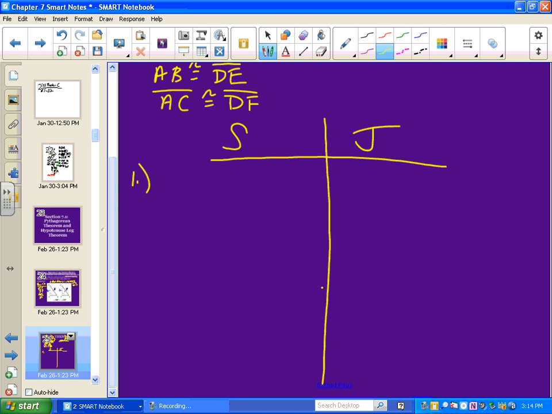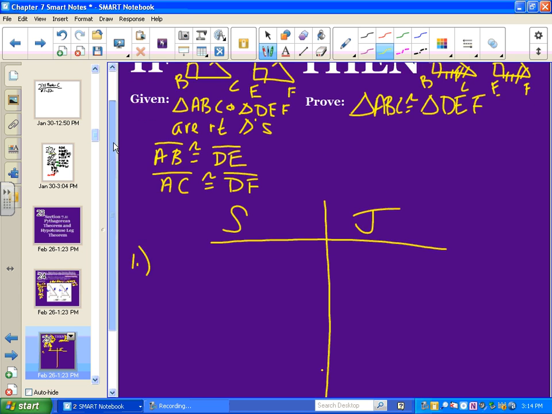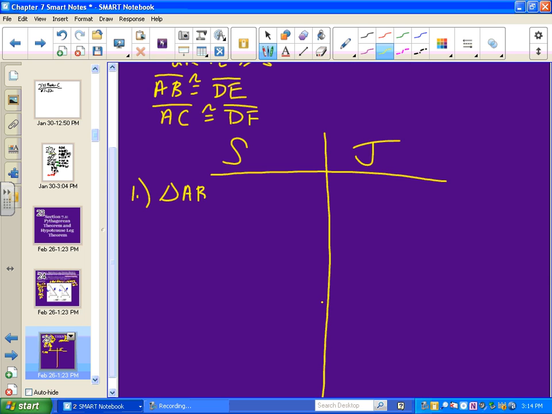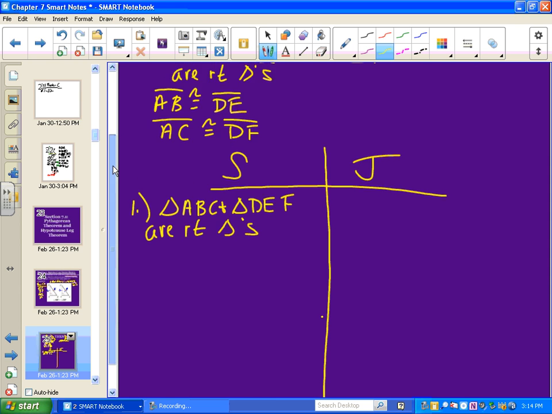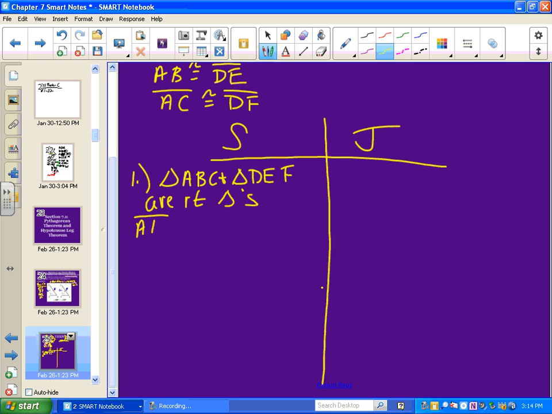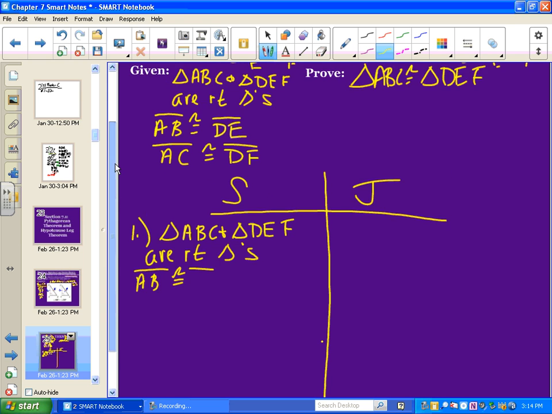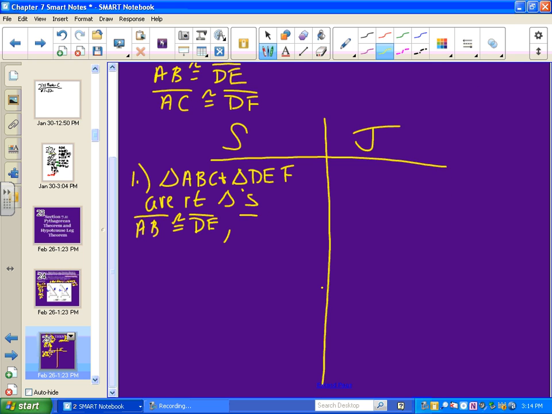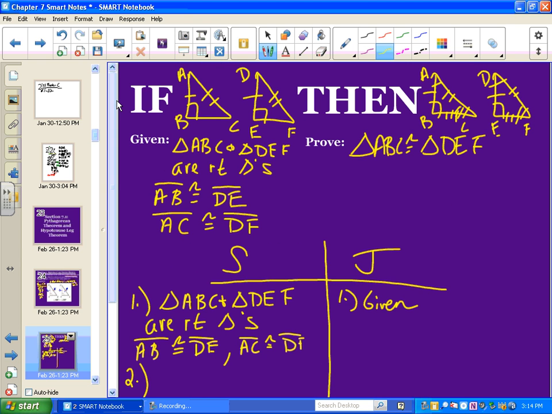So looking at the proof: statements, justifications. We'll start with the given. Triangle ABC and triangle DEF are right triangles. We know that segment AB is congruent to segment DE, and segment AC is congruent to segment DF. That is given to us. Okay, next step.